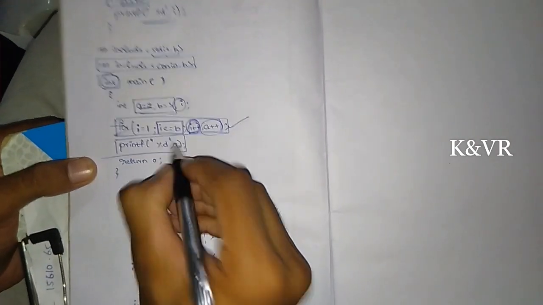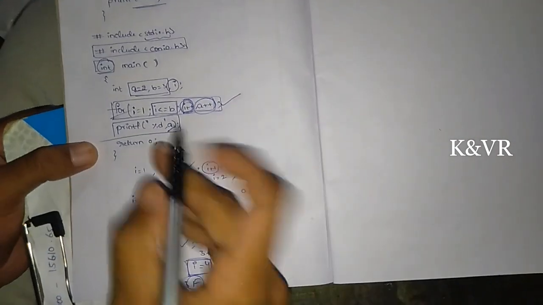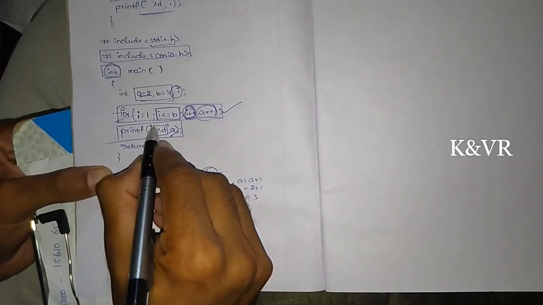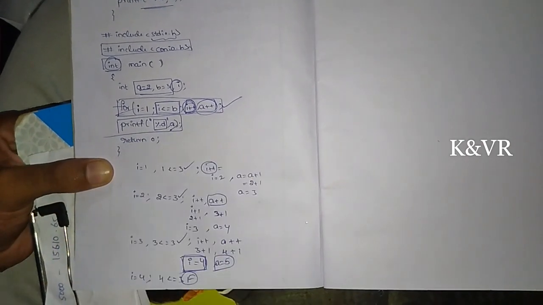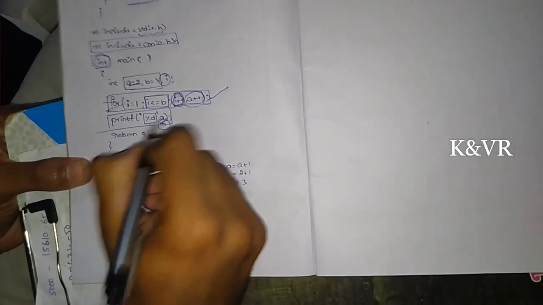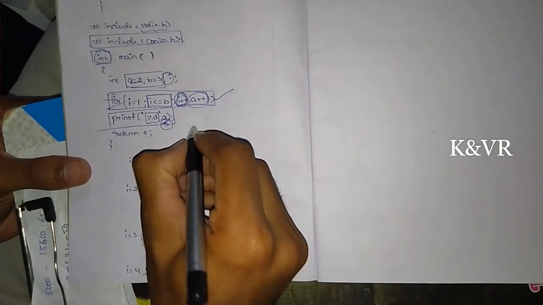Which is the result? a is the result. printf %d comma a. We are using %d because a is an integer variable. That is, a is 5. In the result we get 5.